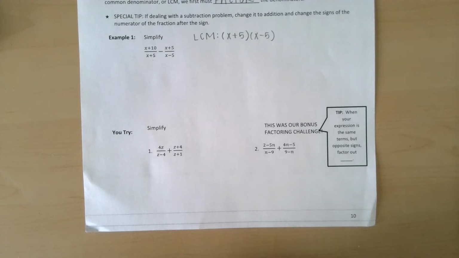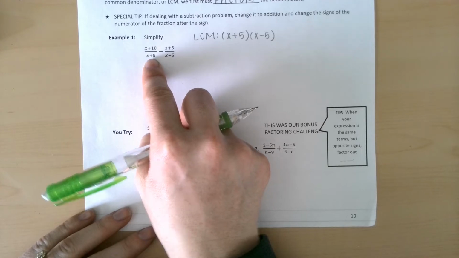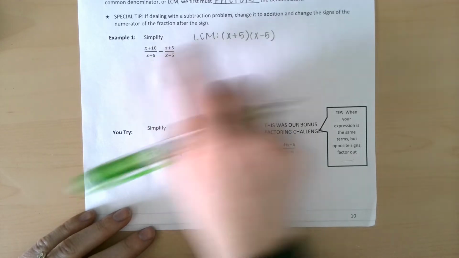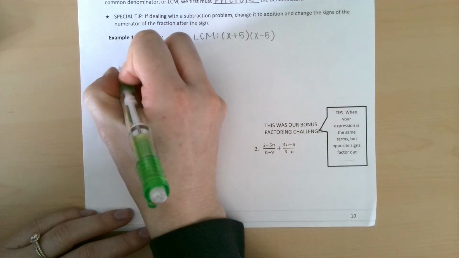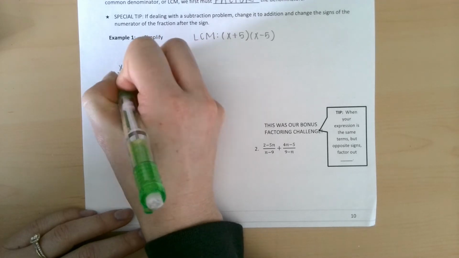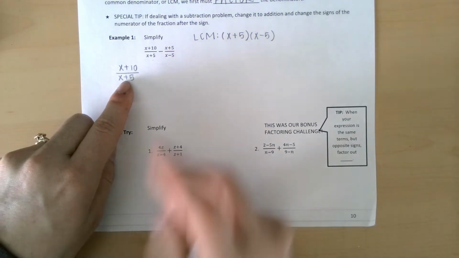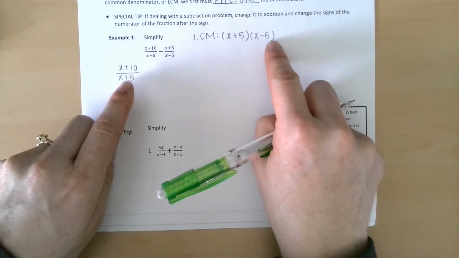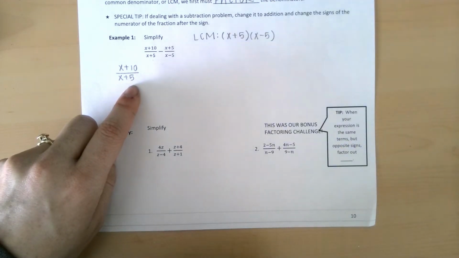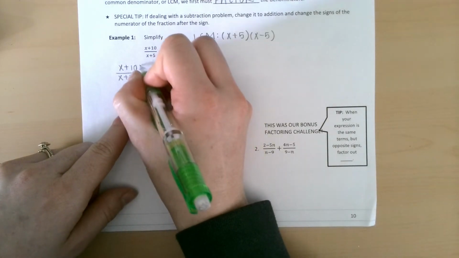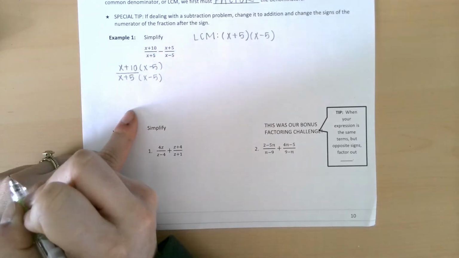Okay, just like we saw in that number example, what we're going to do now is multiply each fraction by whatever it's missing. I'm trying to make this denominator match the LCM. So for just a minute, I'm going to rewrite the fraction that I start with. So I have x plus 10 over x plus 5. And I want this denominator to match the LCM. Well, it already has the x plus 5, so we're good there, but it does not have the x minus 5. So what we're going to do is multiply the top and the bottom by that x minus 5.